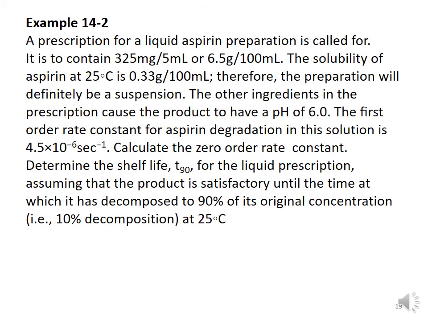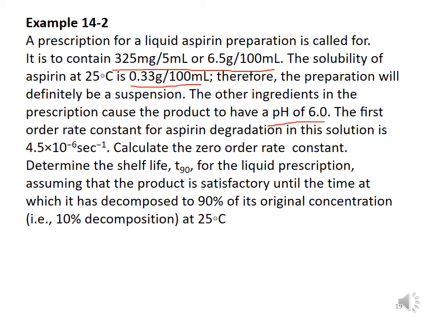This is also an example of an apparent zero order reaction in the case of a suspension. A prescription of a liquid aspirin preparation is called for. It contains 325 milligrams per 5 ml, or 6.5 grams per 100 ml, and the solubility is 0.33 grams per 100 ml. Therefore, the preparation will definitely be a suspension. The other ingredients in the prescription cause the product to have a pH of 6.0.